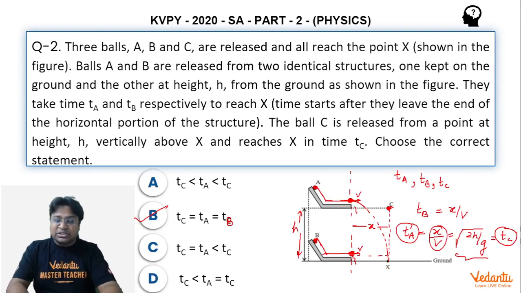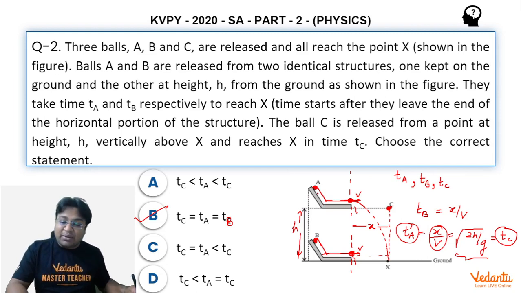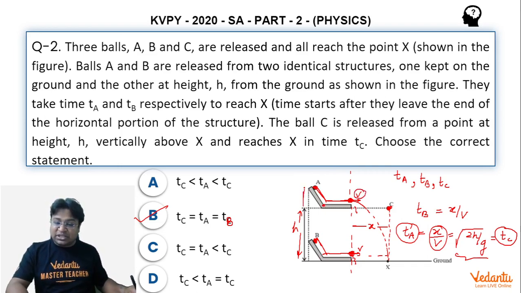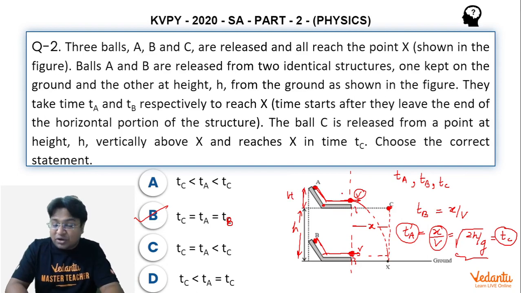The second point is that some of the students with whom I discussed this question claimed to use energy conservation at this point. Well, actually, that is not needed because the two structures are identical. So we don't really need to conserve energy here. They were calculating the value of this V by using this height. Let's call this height capital H. They claim that V should be written as root 2gH, which is not true.